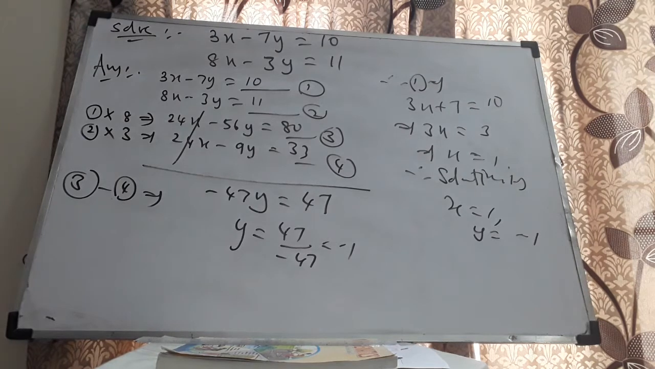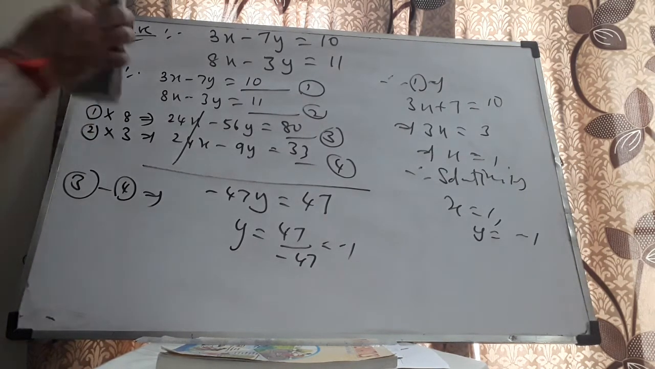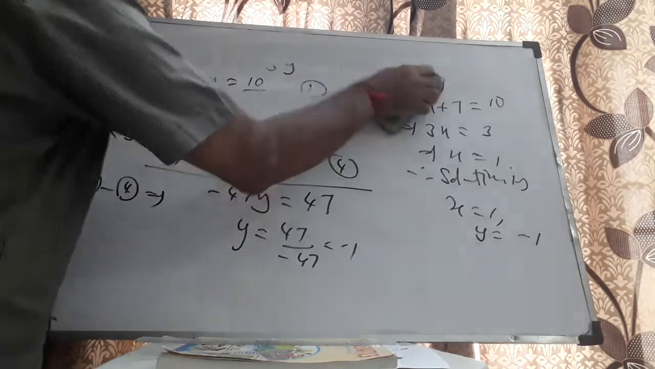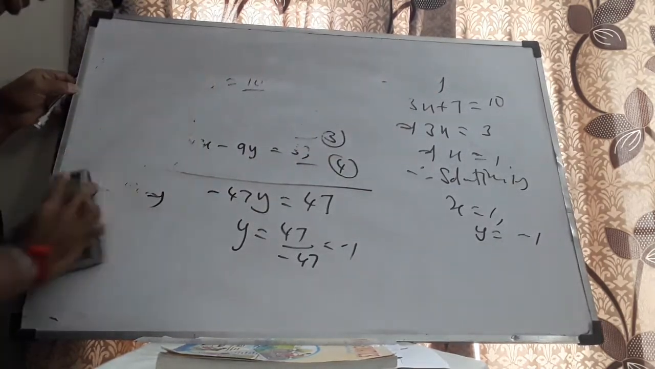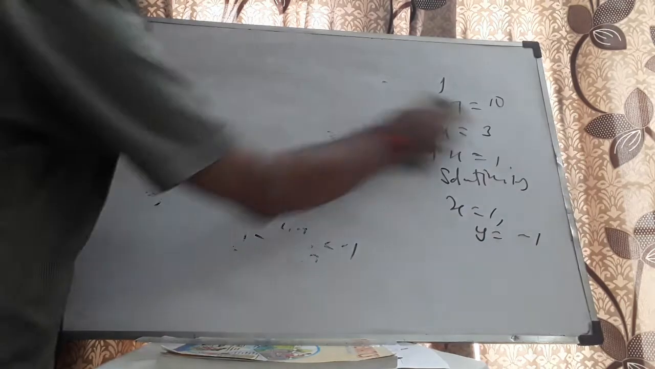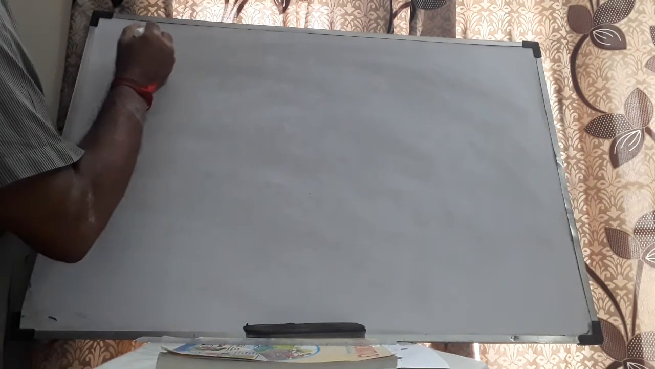Okay, let me just take one more example. Just listen carefully. We'll try one more example. Let us be thorough with everything, whatever we do. That's the reason why I'm explaining everything twice. I'm taking as many problems as possible and explaining everything.